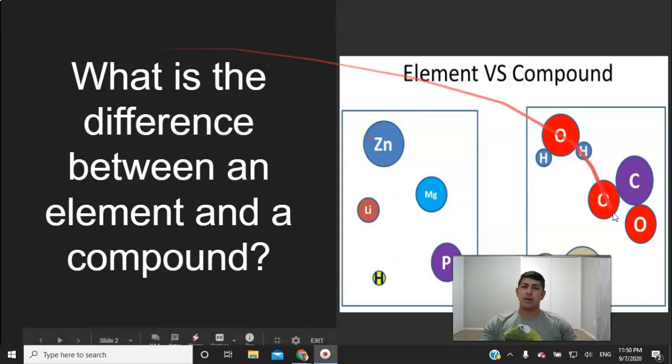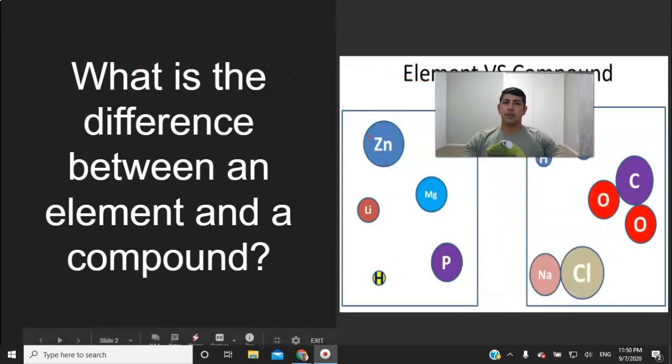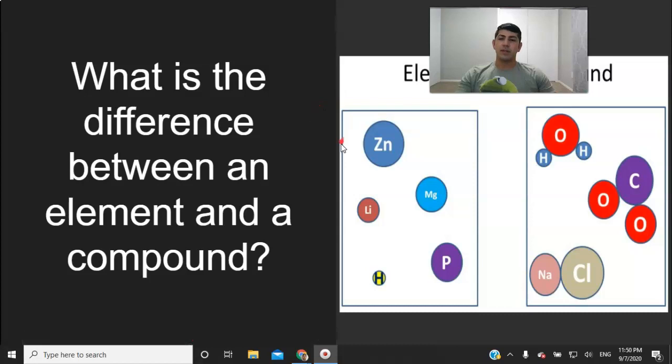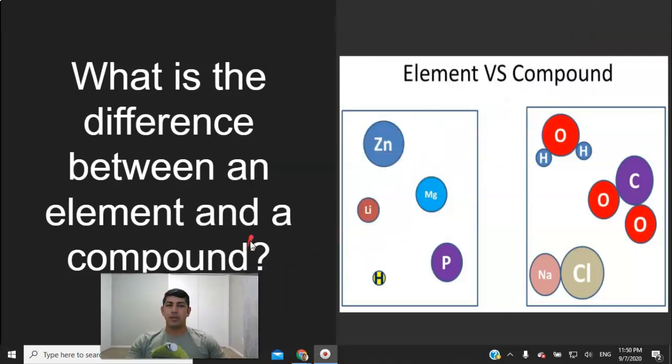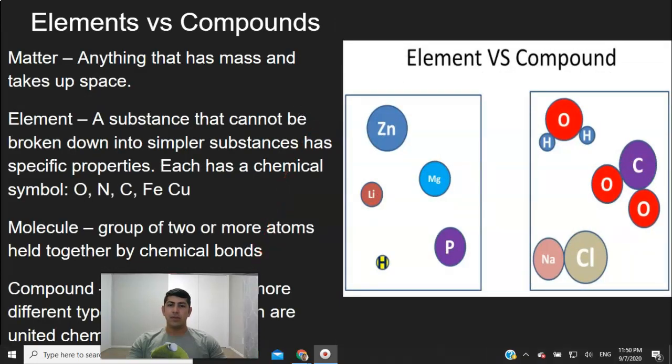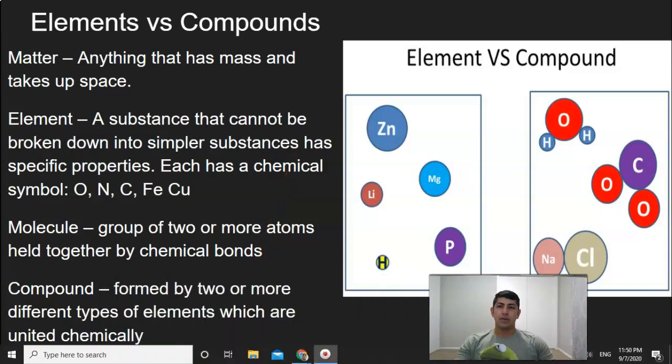So we're going to start off with a question, and we're going to ask, what is the difference between an element and a compound? And you can use the image to the right to show you a little bit about what that might be. So the difference between an element and a compound.